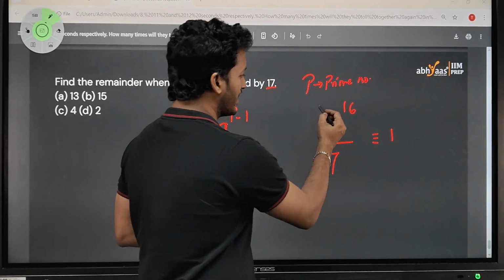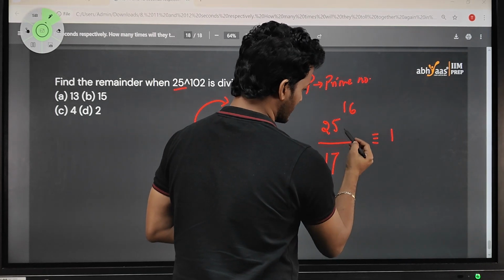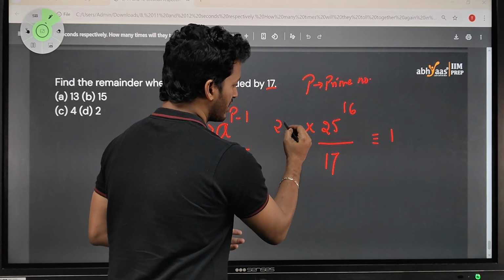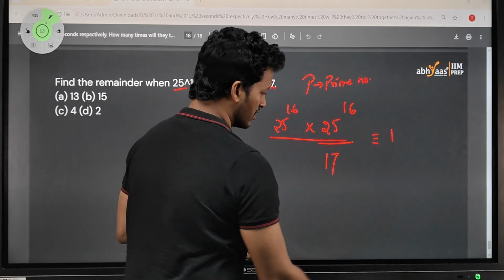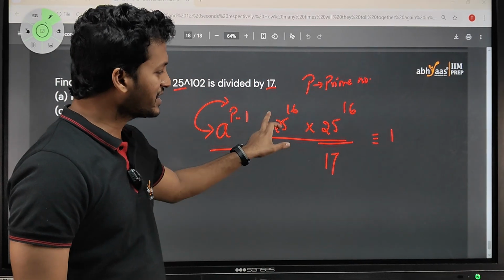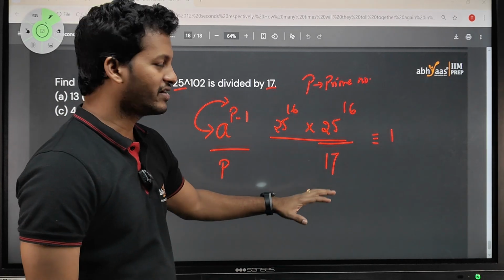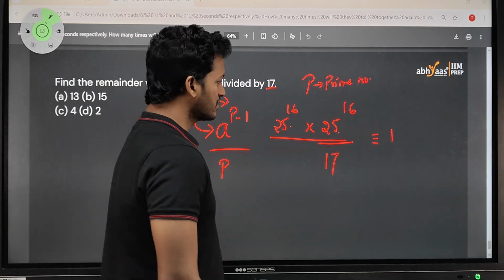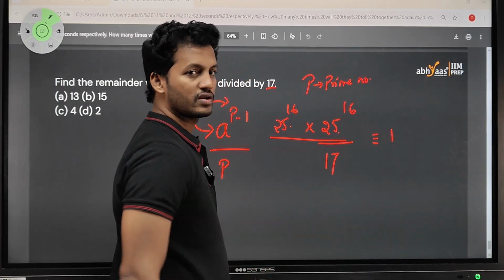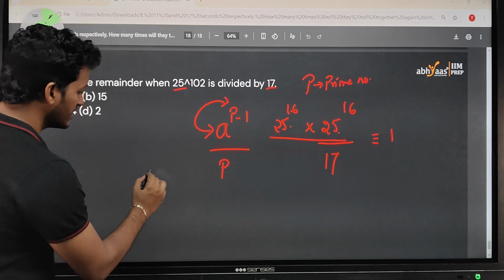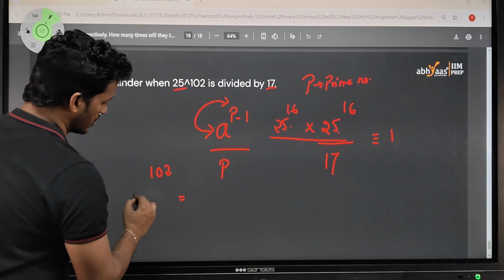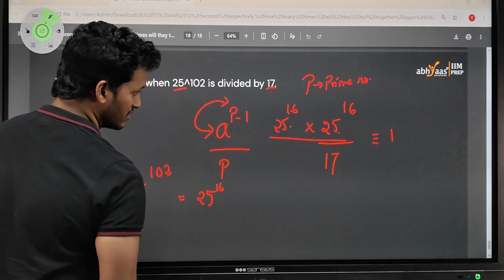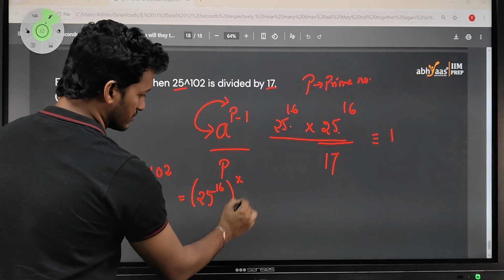So whenever I multiply this 25 power 16, in how many ways can I multiply this? I can multiply 25 power 16 to this again. We already remember that when I divide this whole thing by 17, it's nothing but this remainder into this remainder, isn't it? That means 1 into 1, again it will be 1. So I have to express this 25 power 102 as 25 power 16 power something.